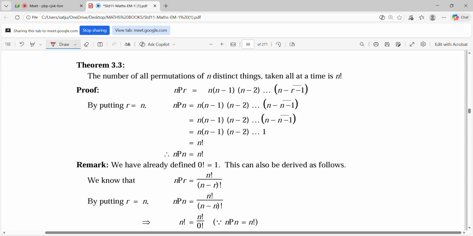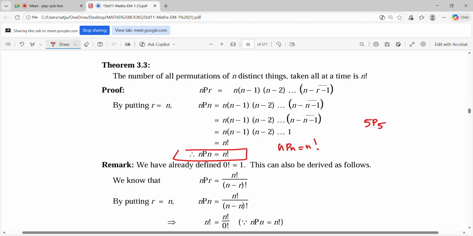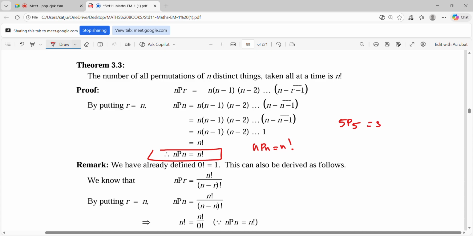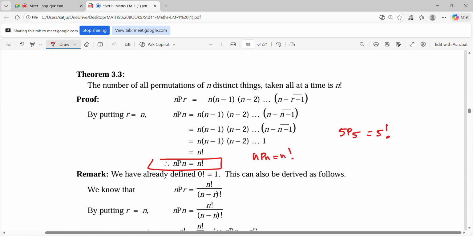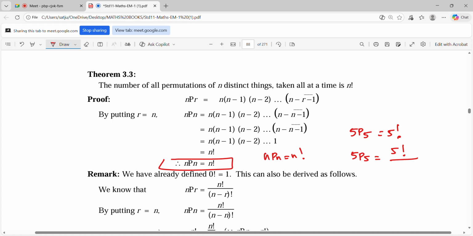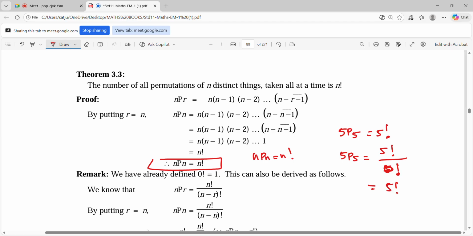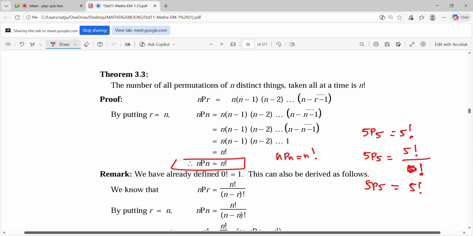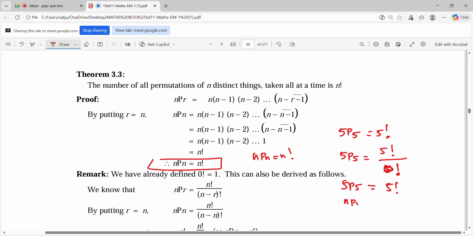The property plays a very vital role: nPn is equal to n factorial. Suppose they give you 5P5. 5P5 can be written as what? 5 factorial. Why? Let's see here. 5P5 can be written as 5 factorial by (5 minus 5) factorial, which is 0 factorial. What is the value of 0 factorial? 1. So therefore 5 factorial itself. That is why 5P5 is nothing but 5 factorial. In general, you can write nPn is equal to n factorial.